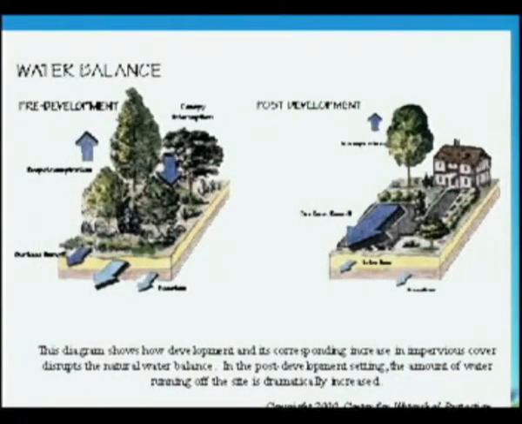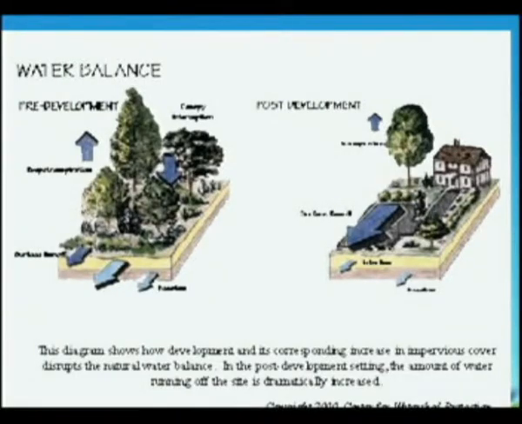A good example here, wanted to show you, typically in a natural area, we do have a good water balance. Before we bring in any homes or roads, we have an area that accepts a large amount of moisture. The soil is very permeable. We have a lot of vegetation that's soaking it up. It's typically not a problem in a pre-development phase.